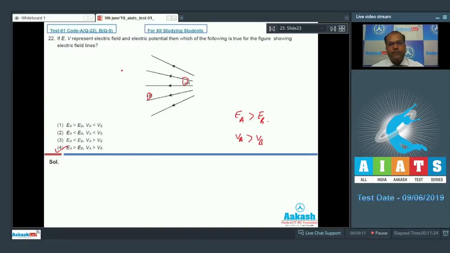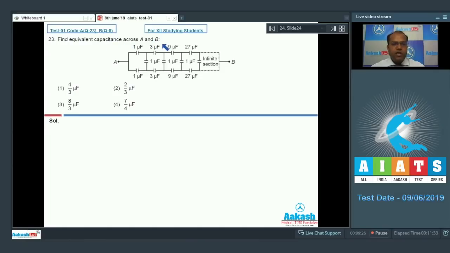Let's move to question number 23. In question number 23, find the equivalent capacitance across A and B. If I see the given circuit, it can be easily identified that this branch and this branch are symmetric. So the potential at this point and at this point is the same. Similarly, whatever is the potential of this point, the same would be the potential of this point. So the 1 microfarad capacitors can be removed. If I calculate the C equivalent of the upper branch, then 1 by C is equal to 1 by 1 plus 1 by 3 plus 1 by 9 plus 1 by 27 and so on. If I find the value of this GP, it comes out to be 1 divided by 1 minus 1 by 3, which is 3 by 2. So the value of C comes out to be 2 by 3 microfarad.